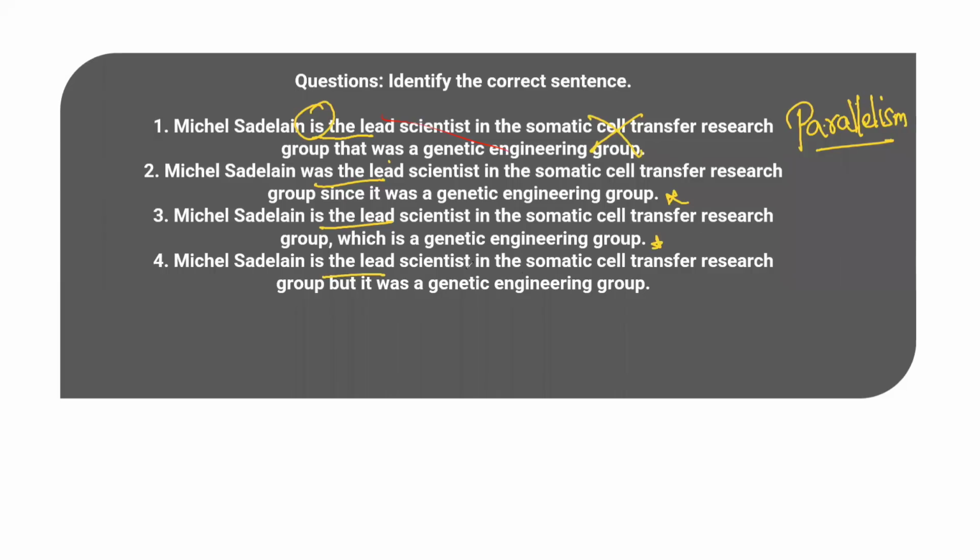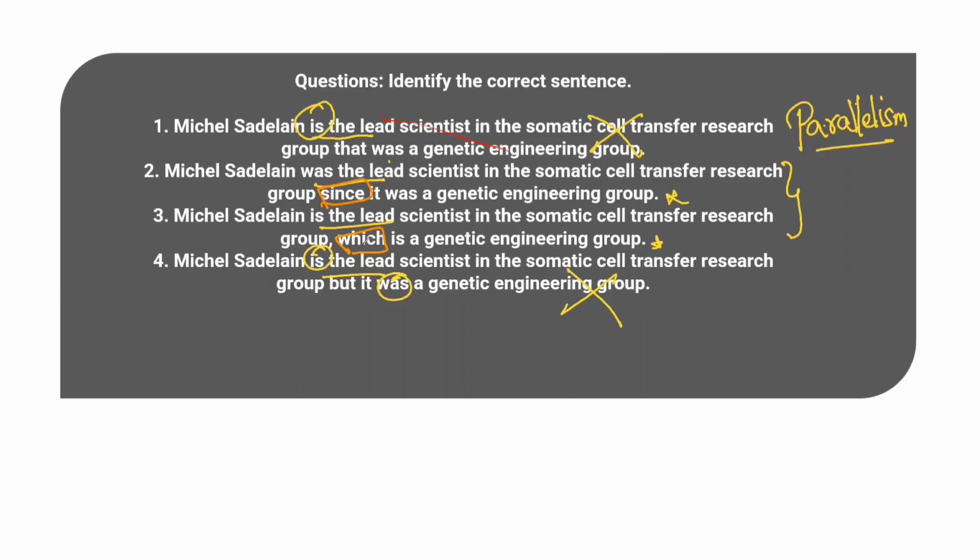So the last one is the lead, but it was a genetic engineering. Now again, the parallel structure error is not followed, so rule this out as well. Now we are left with option number 2 and 3 only. Right now, the difference between 2 and 3 is the usage of the conjunction. Here it is since, and here it is which.